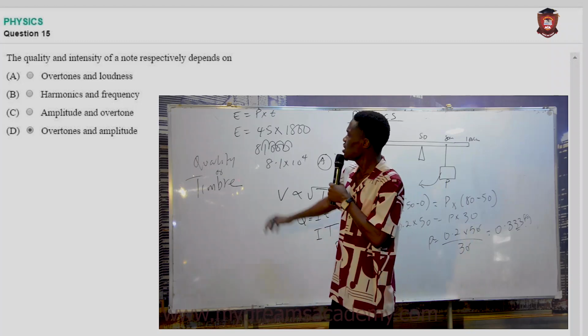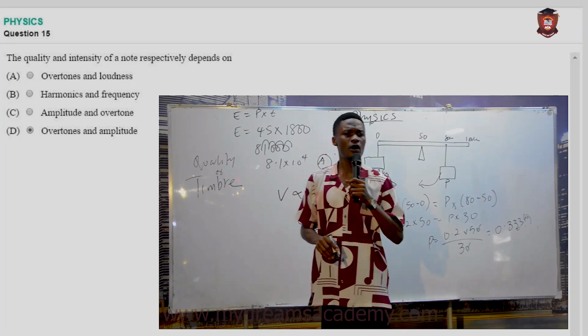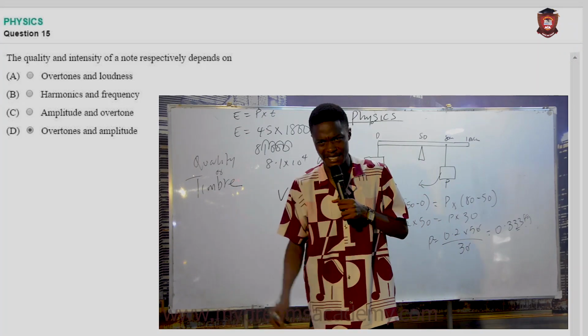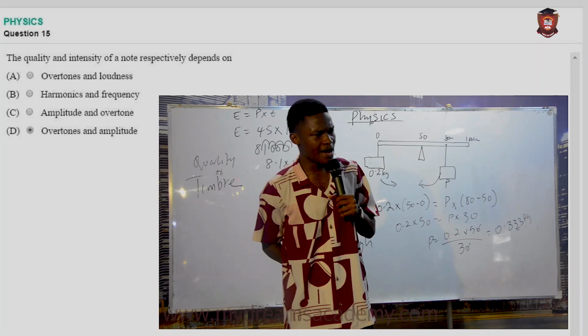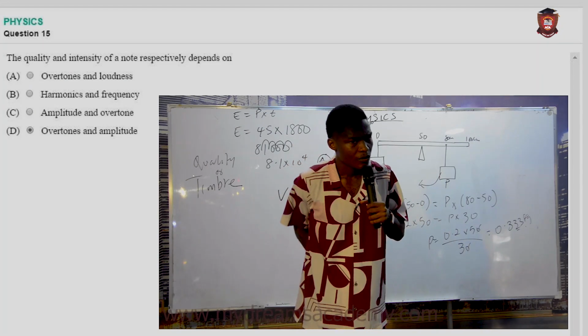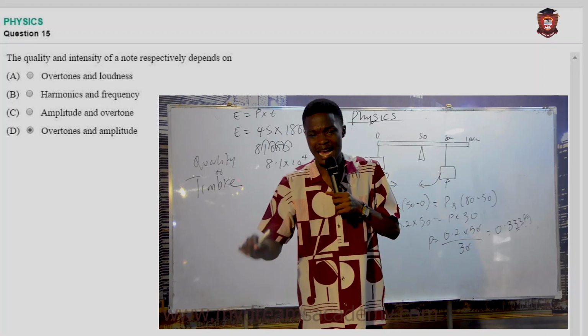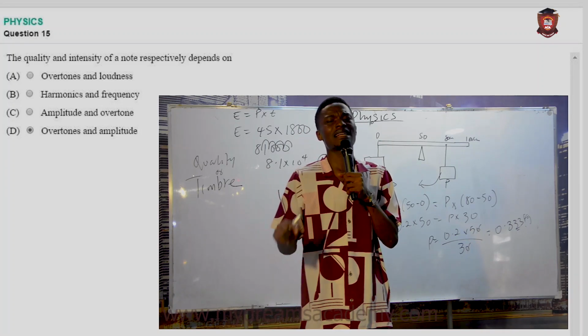You are able to tell the difference because of a property known as quality or timbre. Quality or timbre, which is a characteristic of sound, depends on overtones and harmonics. Depends on what, class? Overtones and harmonics.